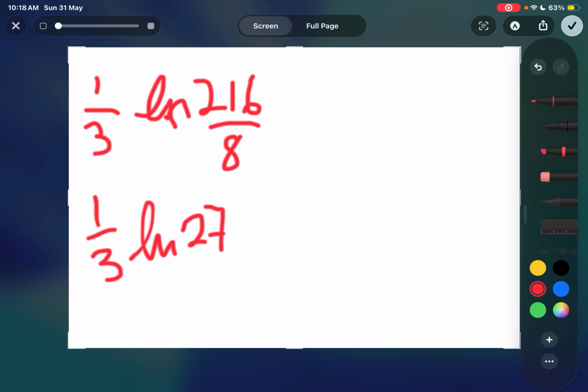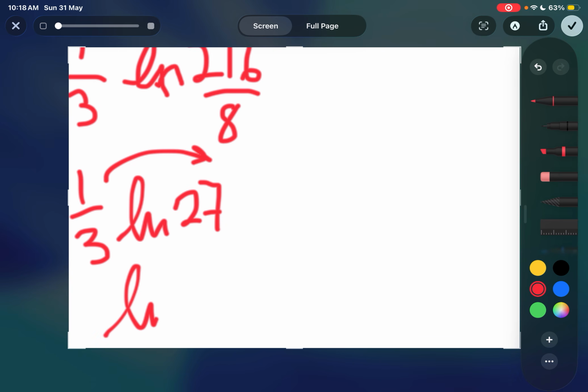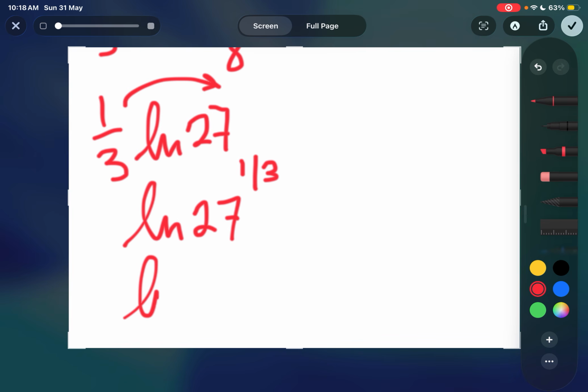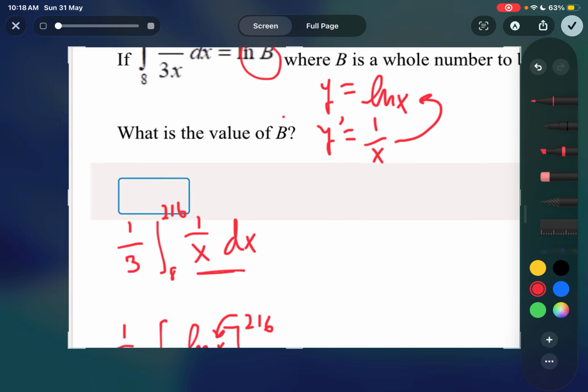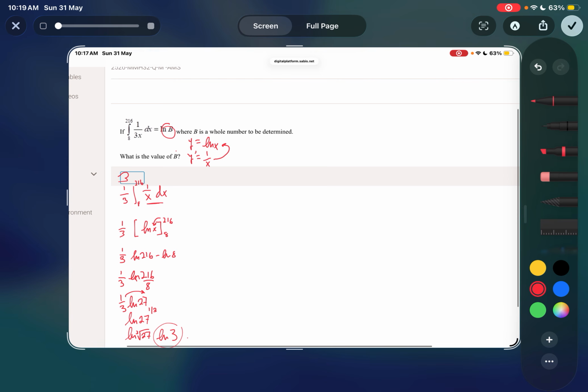So what you do here, you move the 1 over 3 there. So it will be ln of 27 to the power of 1 over 3, which is the same thing as ln of the cube root of 27, which will be equal to ln 3. And so b here will be 3. And that's your final answer.